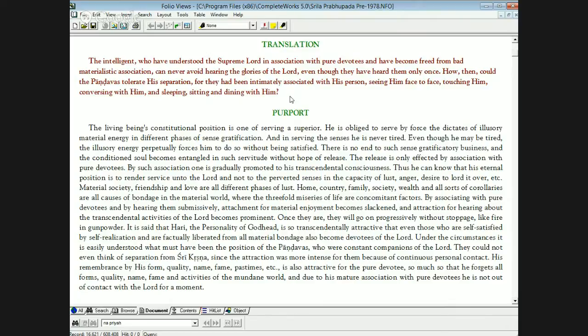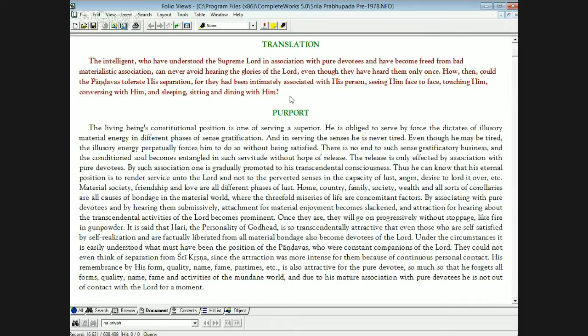Thus he can know that his eternal position is to render service unto the Lord, and not to the perverted senses in the capacity of lust, desire to lord it over, etc. Material society, friendship, and love are all different phases of lust. Home, country, family, society, wealth, and all sorts of corollaries are all causes of bondage in the material world, where the threefold miseries of life are concomitant factors. By associating with pure devotees and by hearing them submissively, attachment for material enjoyment becomes slackened, and the attraction for hearing about the transcendental activities of the Lord becomes prominent. Once begun, it will go on progressively without stoppage, like fire in gunpowder.